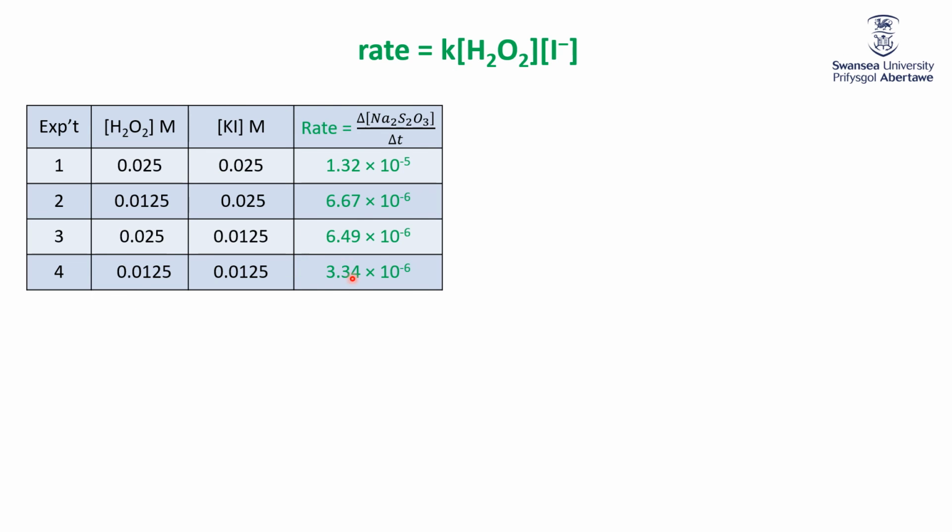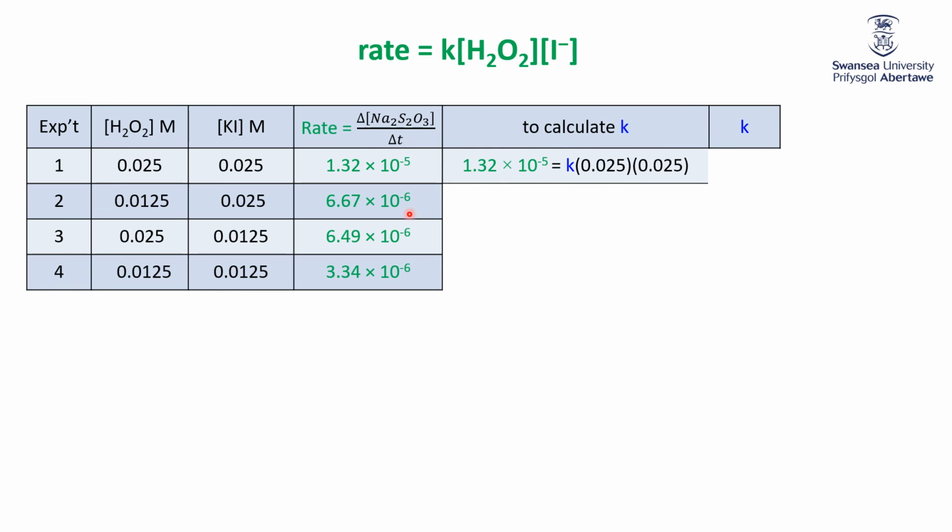Now, I'm not expecting it to be perfect because we made no attempt in this first run through the reaction to control the temperature, but it's not a terribly endo or exothermic reaction, and all of them were done on the bench top at the same time in the same conditions. So it's a reasonable assumption the temperature didn't change. So how am I going to calculate k? Well, I just pop the values in. For the first one, rate 1.32 times 10 to the minus 5 equals k times the concentration of H2O2, 0.025, times the concentration of iodide, 0.025. Pop that in, and k is 0.0211.